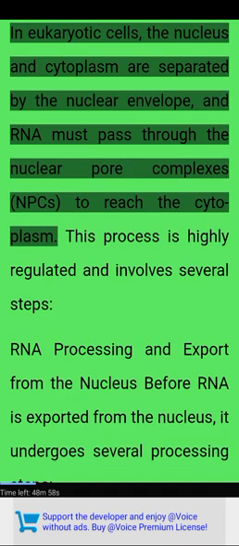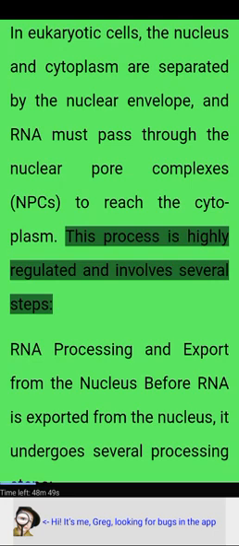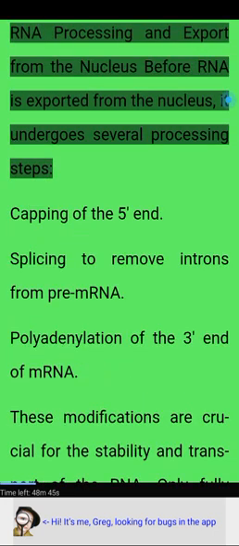In eukaryotic cells, the nucleus and cytoplasm are separated by the nuclear envelope, and RNA must pass through the nuclear pore complexes (NPCs) to reach the cytoplasm. This process is highly regulated and involves several steps. RNA processing and export from the nucleus.